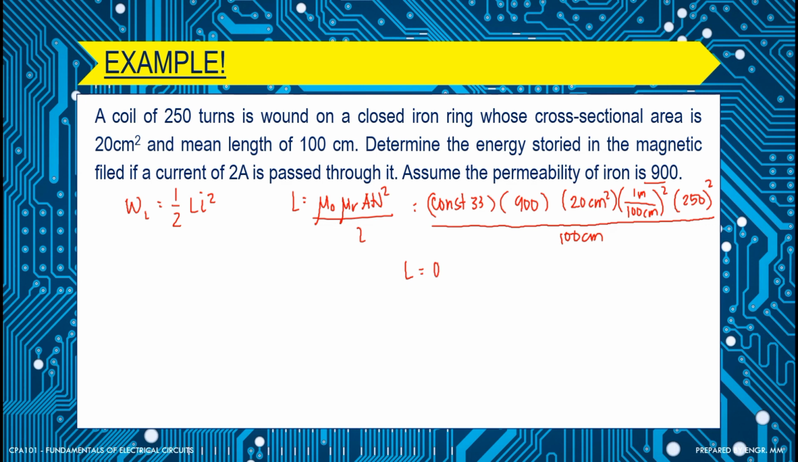0.141 Henry. Then solving for the energy, that is 1/2 Li², or 1/2 times 0.141 Henry times the current of 2 ampere squared. So we have 282.74 millijoules.